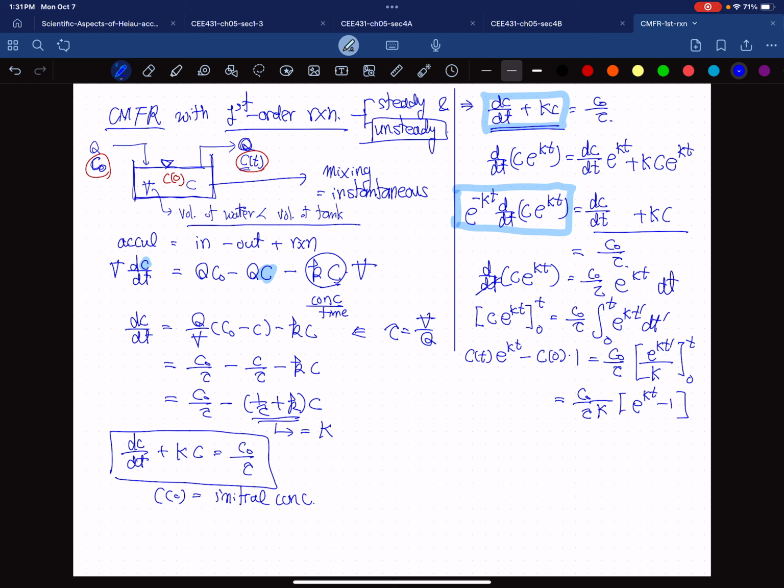If you multiply by the exponential negative Kt, then you get C(t) equals C0 exponential negative Kt plus C naught over tau K times (1 minus exponential negative Kt). Okay, so this one is actually the final solution.